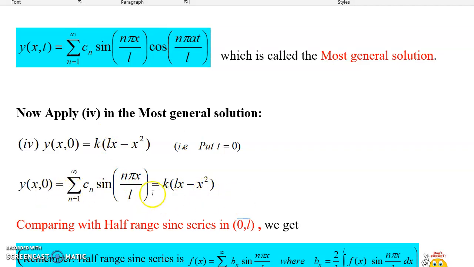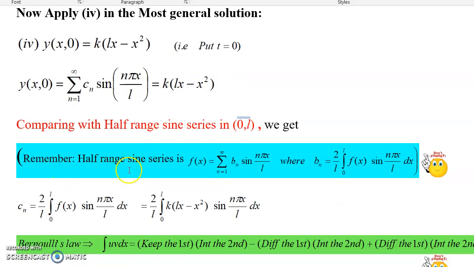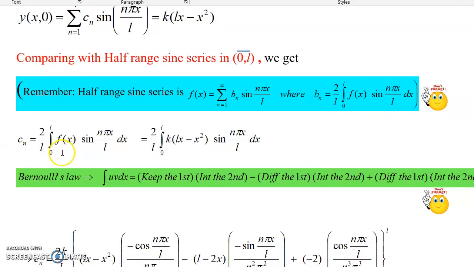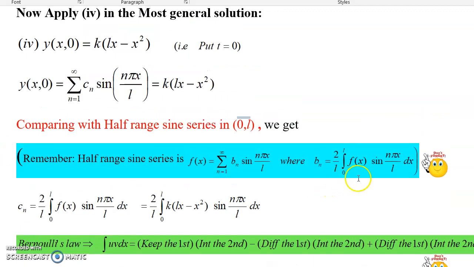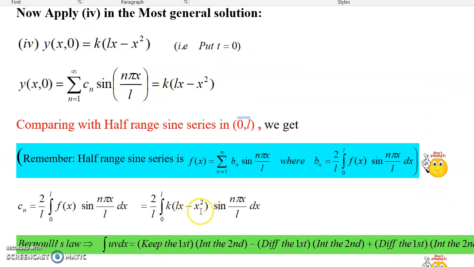Now look at this. What can you observe here? Remember your half range sine series that we already studied in the last unit. Yes, this is the half range sine series, sigma bn sin n pi x by L, where bn has a formula. Is it not resembling the same? Yes, it is the same. So comparing with the half range sine series, the formula for Cn is the same formula as Bn that we had there. So the Cn formula is 2 by L, integral 0 to L, f of x sin n pi x by L dx. And what is this f of x? K into Lx minus x squared.